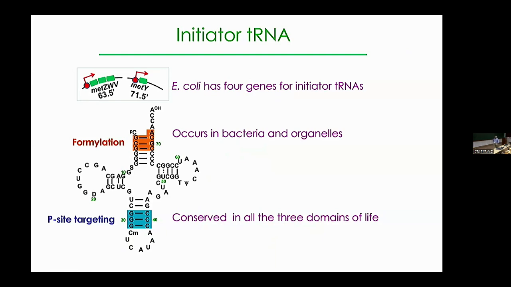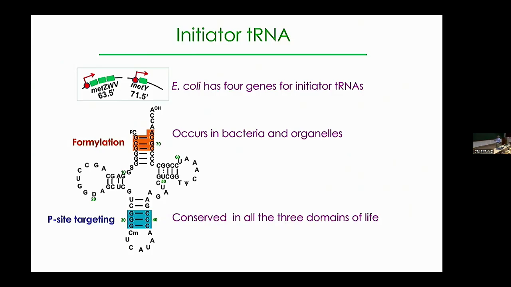So before I go and talk to you about Initiator tRNA, let me introduce to you the Initiator tRNA itself. So we work with E. coli, and in E. coli, there are actually 4 genes that code for Initiator tRNA. 3 of them are at this one locus, MATZWV, and the 4th one, a little away from it, is in this locus. All of these tRNAs make roughly the same kind of tRNA.